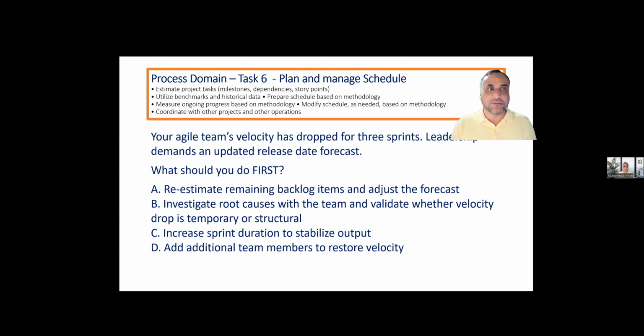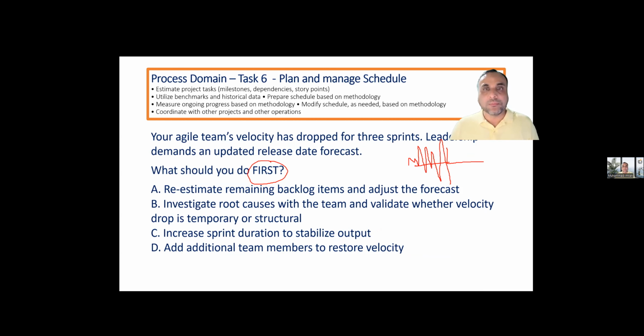Very good. Next, your agile team velocity has dropped for 3 sprints. So it means when we have the cumulative flow diagram, our CFD is showing spikes. So spike means there is a problem in the system. Leadership demands an updated release date forecast. What should you do first? Re-estimate remaining backlog items and adjust the forecast.